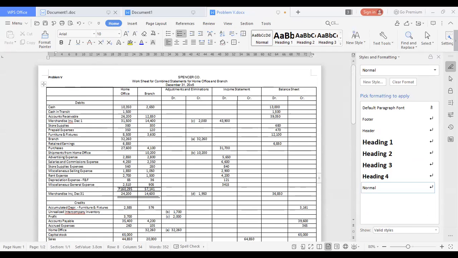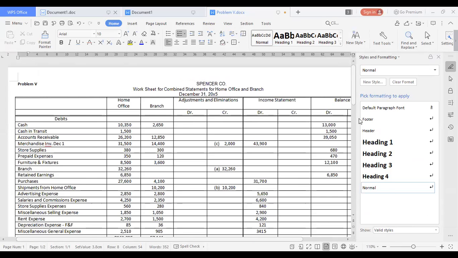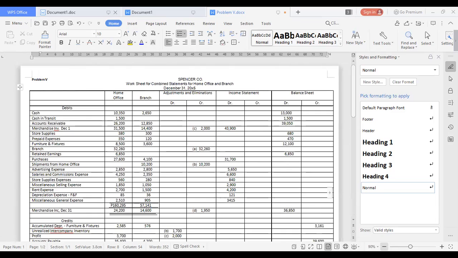Then the second entry of the branch is to debit income summary for 22,221 and to credit purchases of the branch 4,100, credit shipments from home office 10,200, credit advertising expense 2,800, credit salaries and commissions expense 2,350, credit store supplies expense for 280 and credit miscellaneous selling expense for 1,050. We are still on journal entries.